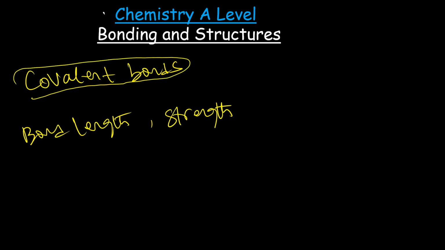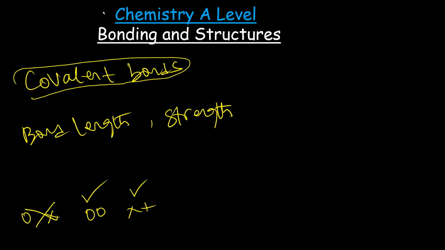Now, while presenting the structure of a dative bond, it is important to note that you don't use dots and crosses. You use either dots or crosses, and the reason is because the shared electrons are coming from a single atom. So because of that, you use either this or this.